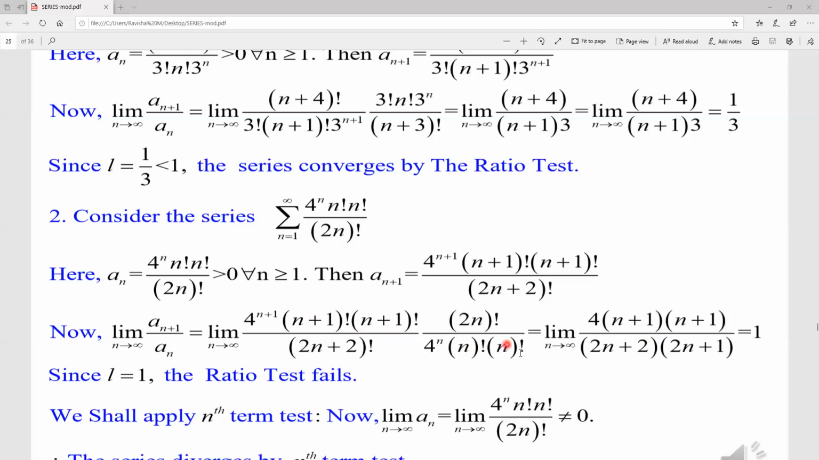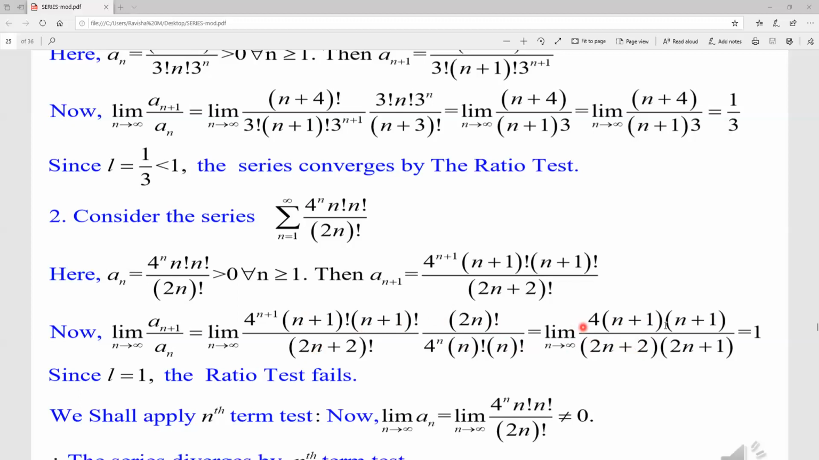n factorial gets cancelled, the remaining n plus 1 is written here. Here 2n plus 2 factorial can be written as (2n plus 2) into (2n plus 1) into 2n factorial. So that gets cancelled, the rest are written. Now let us apply the limits as n tends to infinity.